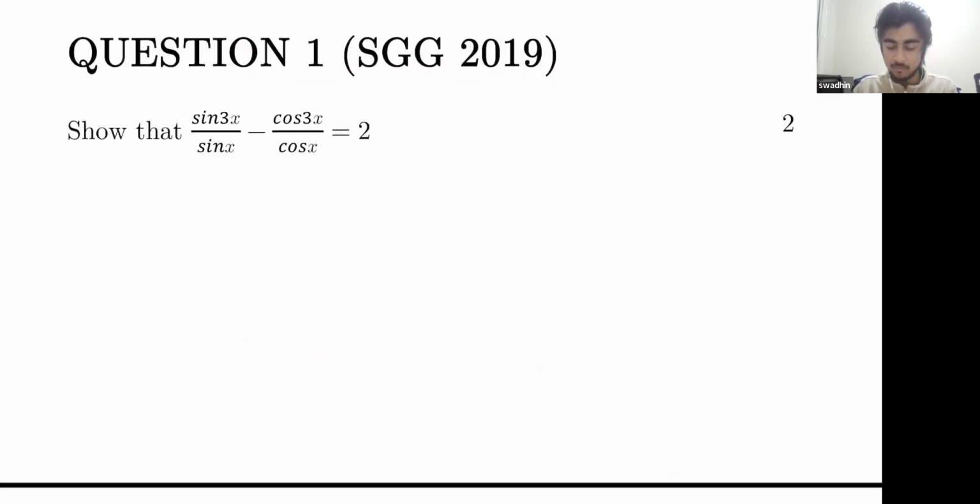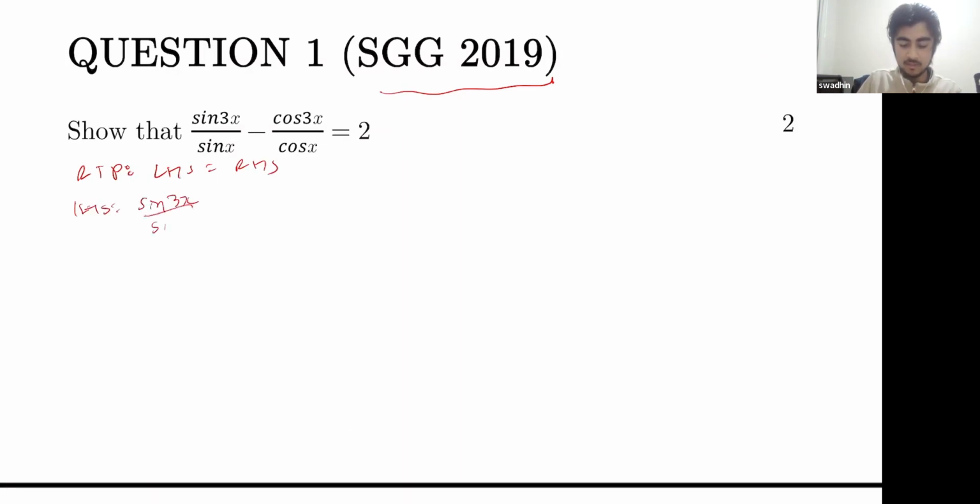All right, this question is from SGG 2019. I don't know the full form of that school, but this is actually one of the harder questions. In saying that, it requires a lot of algebra and a lot of thinking. So as usual, in any proof, we're required to prove that the LHS is equal to the right-hand side. And the LHS is sine 3x on sine x minus cosine of 3x on cos x, and the RHS is just 2. From here, we start working onwards to complete our proof.